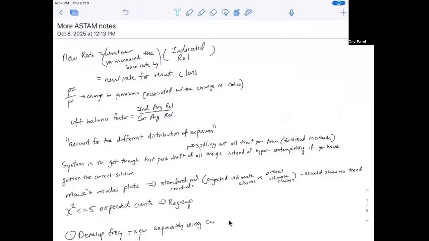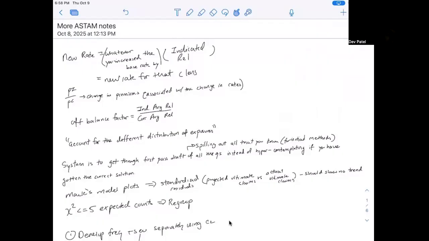Now we'll get into some ASTAM material. I'll just go over a few high-level notes and a few detailed notes on some specific topics that I've learned over the few practice exams that I've done.